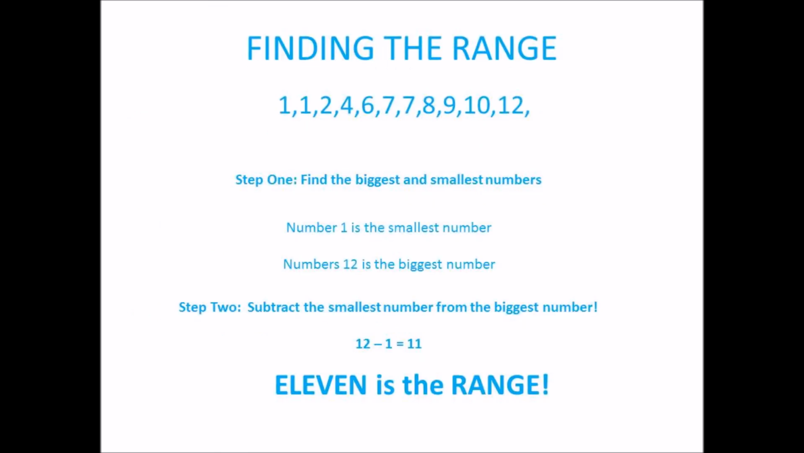To find the range, we must find the biggest and smallest numbers. Number 1 is the smallest number. Number 12 is the biggest number. Then, subtract the smallest number from the biggest number. 12 minus 1 equals 11. 11 is the range.